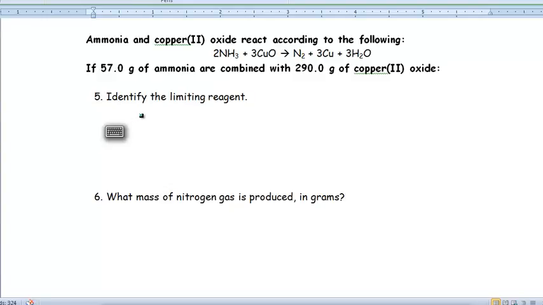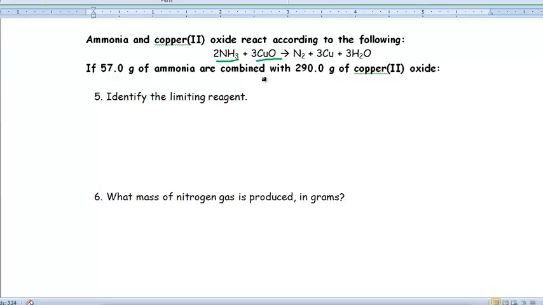Right, so continuation of worksheet number 4, problem number 5. All right, let's see what we got here. We have this chemical reaction where we're combining ammonia with copper 2 oxide, and we get 3 products out of the deal. So in the problem, it says that we've got 57 grams of ammonia, and that's going to combine with 290 grams of copper 2 oxide.